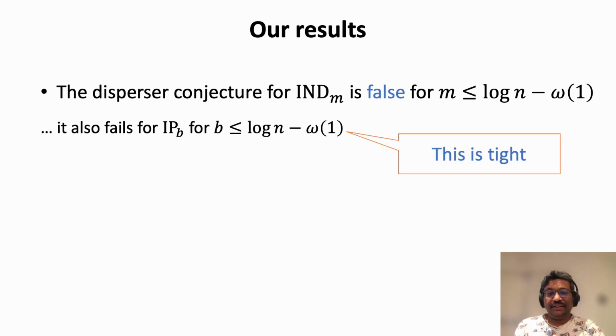So this shows that the lifting theorems for inner product gadgets using current techniques are tight in terms of the gadget size parameter. Because we already know lifting theorems for inner product with theta of log n size gadgets, and our results prove that current techniques cannot improve it asymptotically beyond that. Okay.